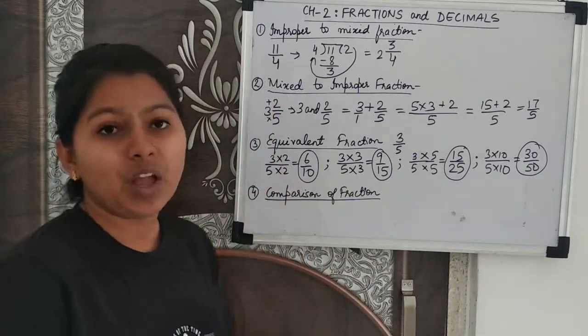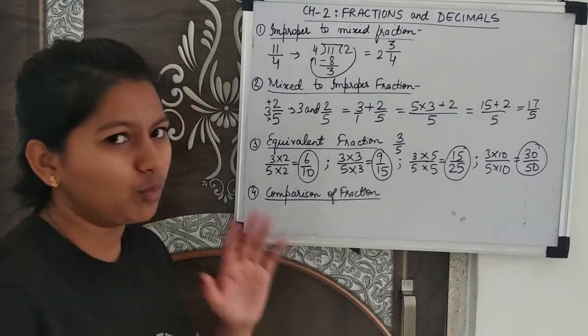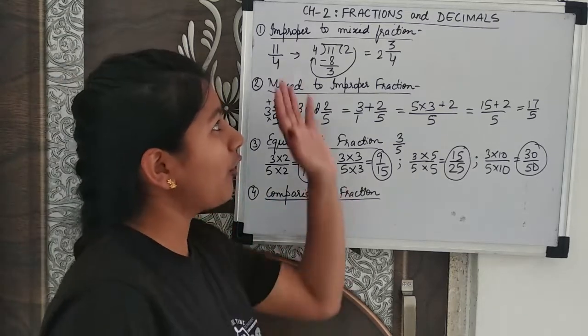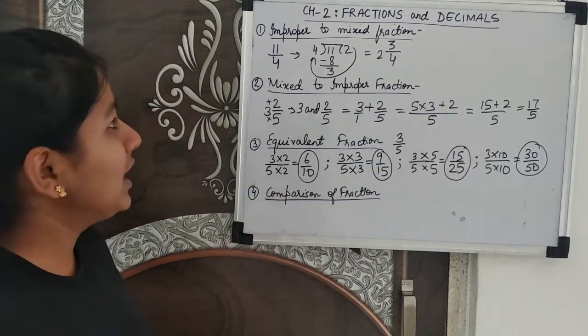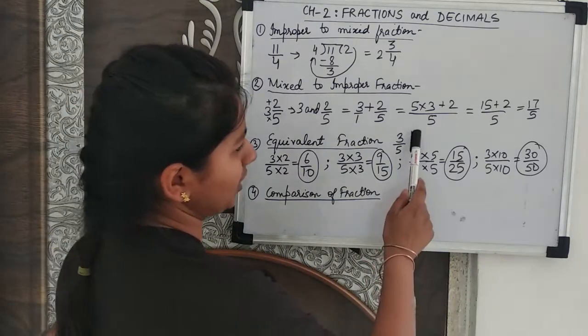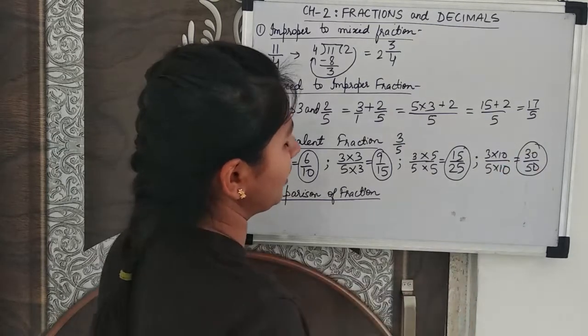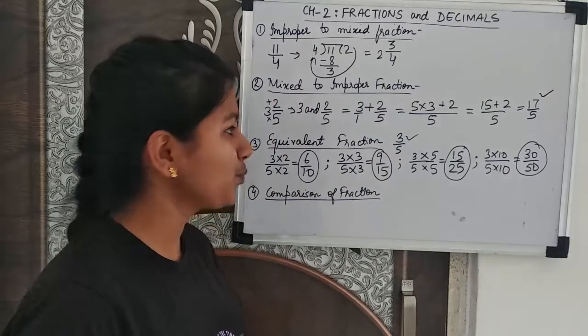Now next is comparison of fractions. You can take it as the most important concept of fractions which we have to understand. Supposing I have to compare any two fractions. Right now I want to compare this 3 by 5 and 17 by 5. I am talking about these two fractions: 3 by 5 and 17 by 5.